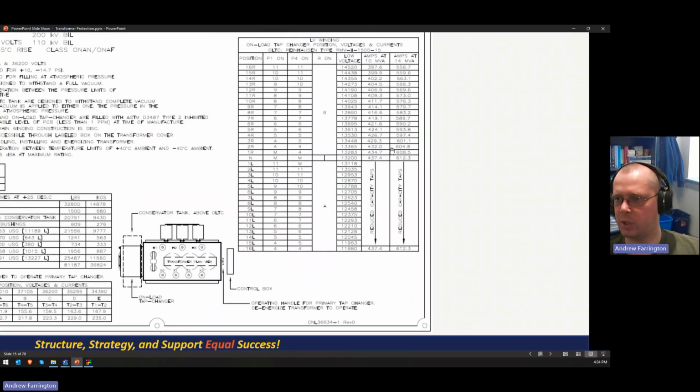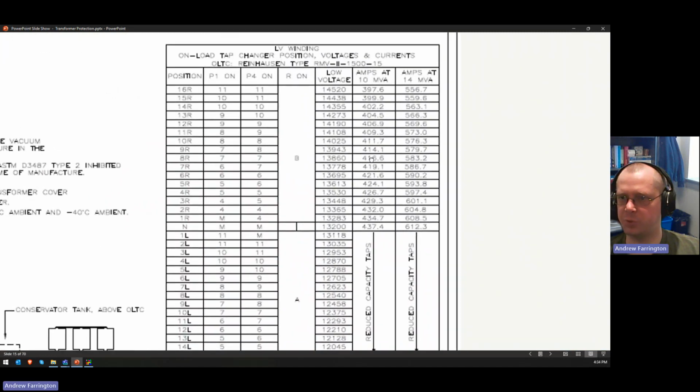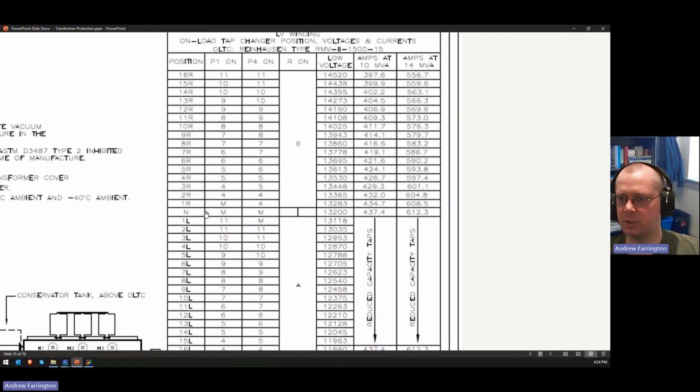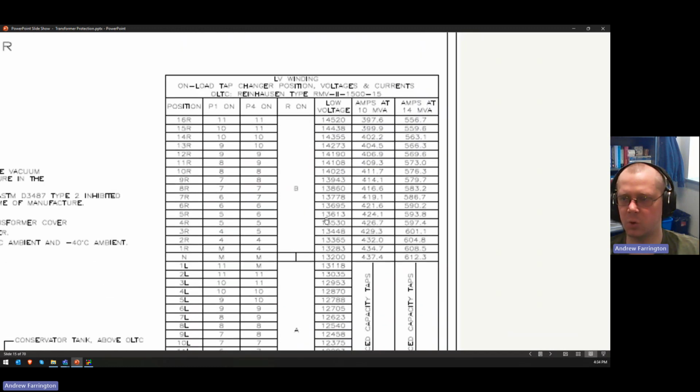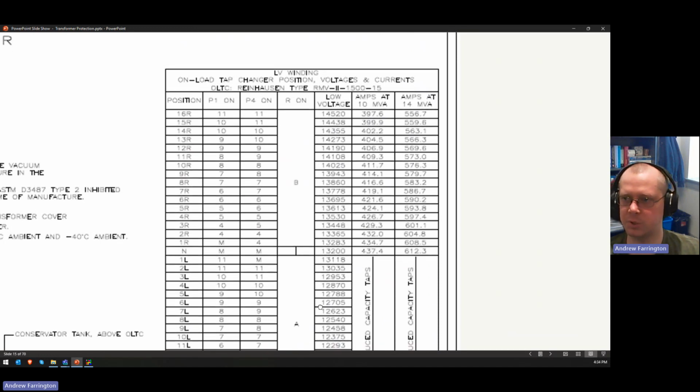There's also the load tap changer positions. So you can see this is the neutral position, and that's at the 13.2 kV nominal rating for the transformer. And then it has 16 positions that are raising the voltage, and 16 positions that are lowering the voltage. And this is a total of plus or minus 10% of the nominal low side voltage rating.